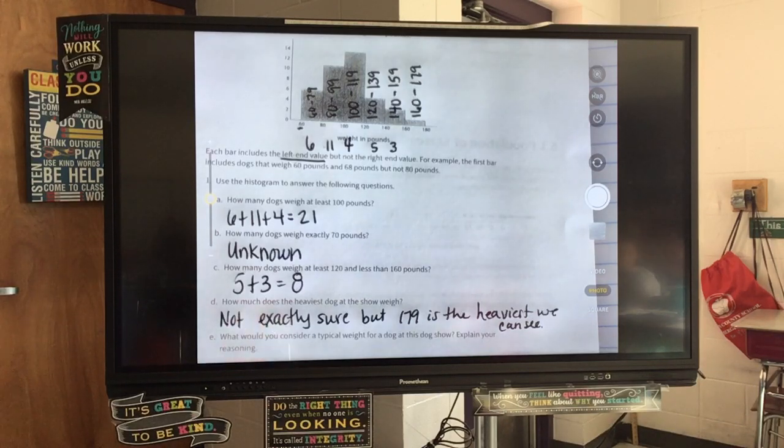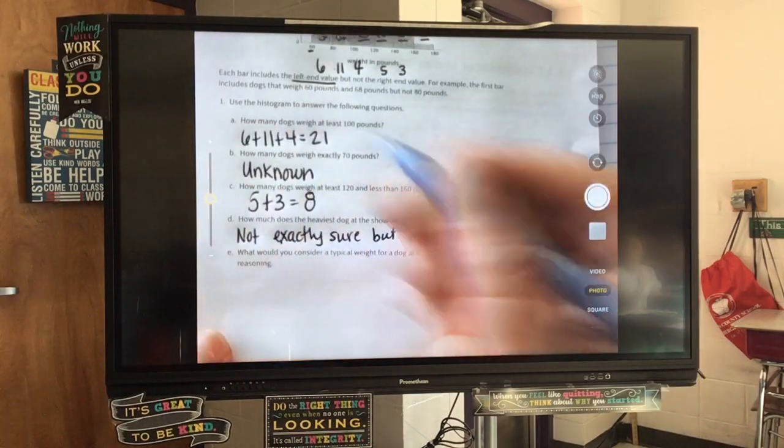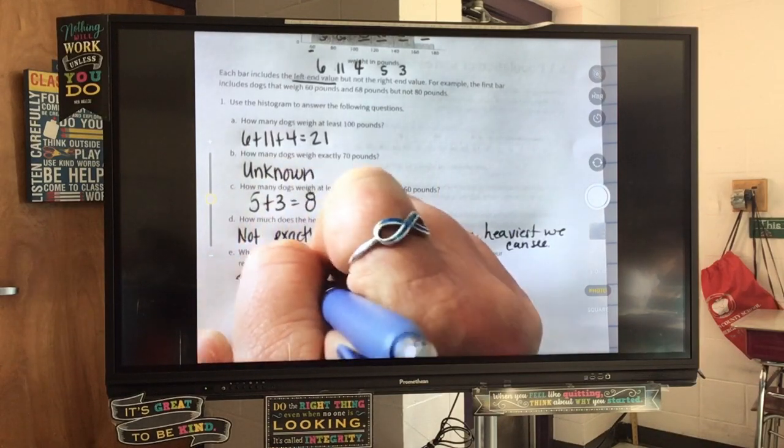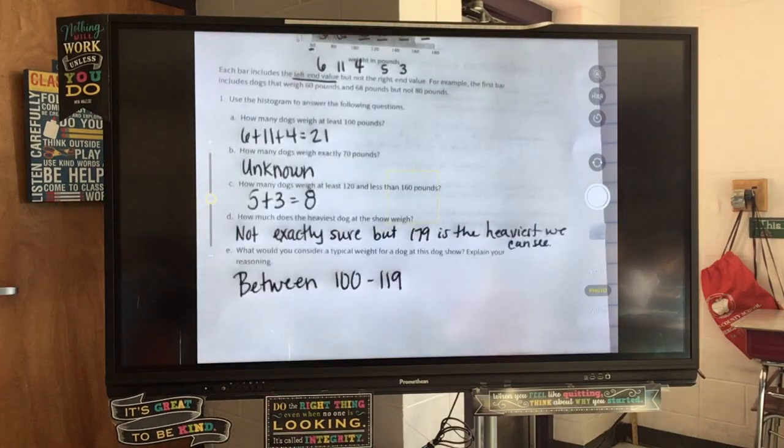So we all agree that the range, because we don't know again for sure where that middle is, but the range would be between 100 to 119. Does that make sense? Any questions about that?